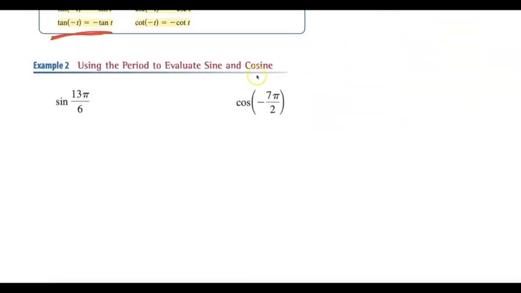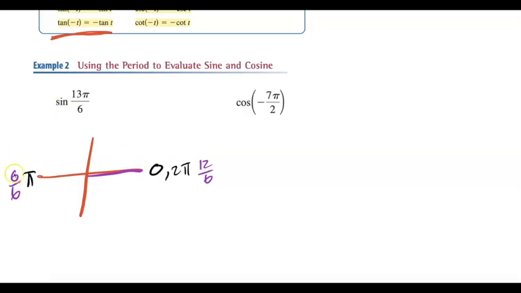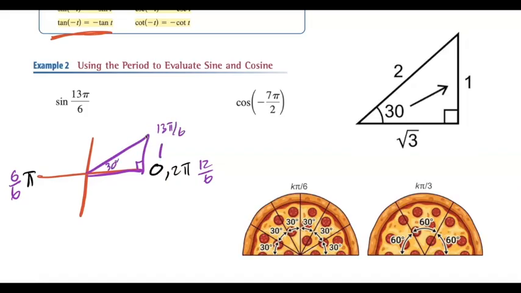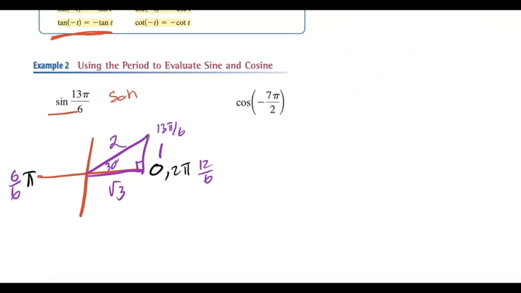You don't have to actually use them as much. I'll use the period to evaluate the sine and cosine of this. Sine of 13 pi over 6. We could do it without the period. If I do sine of 13 pi over 6, I'll go 0, pi, 2 pi. Remember my trick would be you make this 6 over 6 and you make this 12 over 6. If I was drawing it, I'd be like, okay, where's 13 pi over 6? Well, here's 6, here's 12, 13 would be a little bit higher. So it'll be right here. 13 pi over 6. It's over 6, so it's automatically 30, which means it has to be 1, radical 3, and 2. You should know your sides. And then sine is opposite over hypotenuse, 1/2. That's one way to do it.